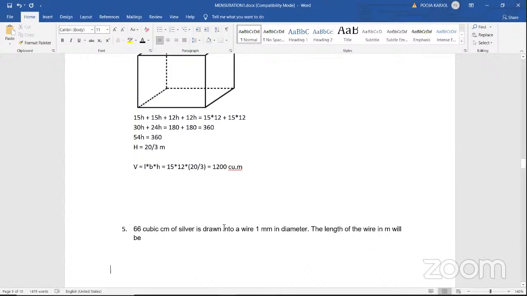66 cubic centimeters of silver is drawn into a wire which is 1 mm in diameter. Find the length of the wire in meters. Try this.